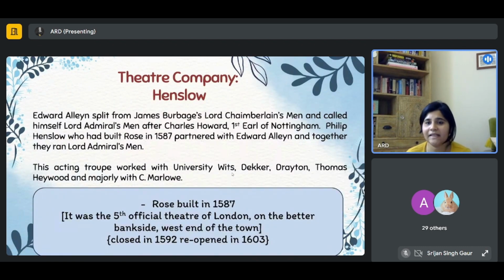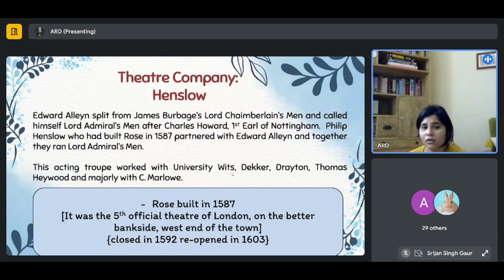Then another important theatre company was that of Philip Henslowe. Edward Alleyn was earlier associated with James Burbage and Lord Chamberlain's Men, but because of some differences, he split from them. Okay, and then he came and joined Philip Henslowe. Philip Henslowe's traveling company was known as Lord Admiral's Men, after Charles Howard, the first Earl of Nottingham. So Lord Admiral's Men is also known as Lord Nottingham's Men. So all these facts, we will have to memorize a bit.